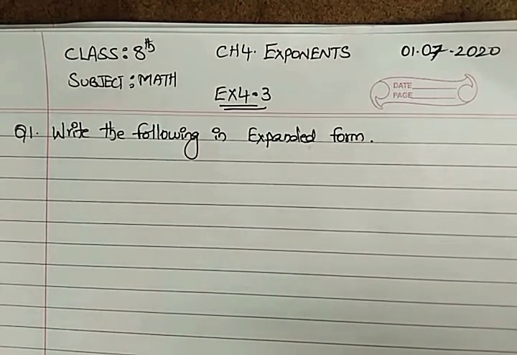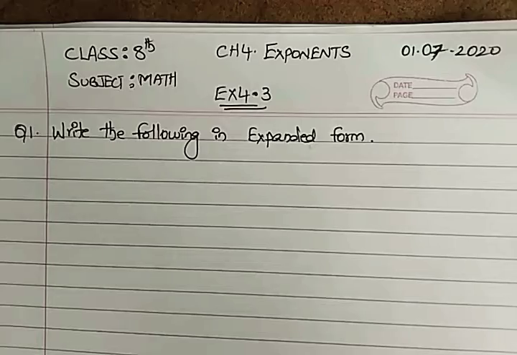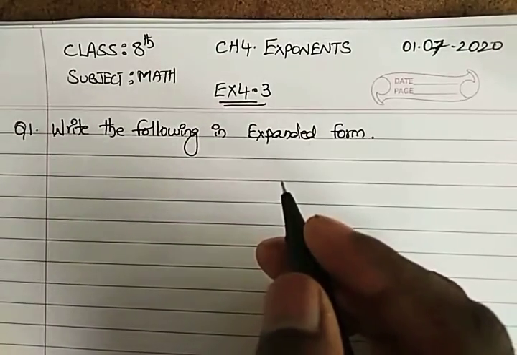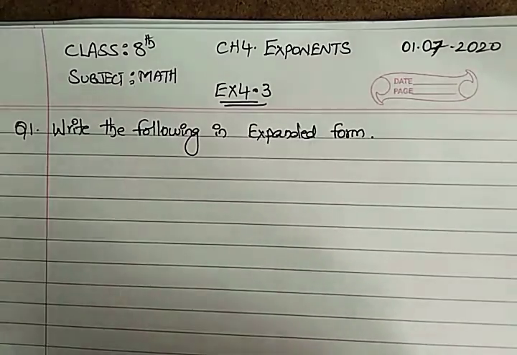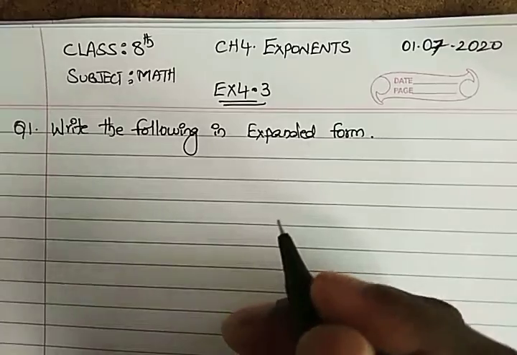So far we have completed exercise 4.1 and 4.2 of the chapter exponents, and we are going to learn exercise 4.3. This is the last exercise of this chapter. Exercise 4.3 is based on two basic topics: expanded form and standard form, writing in expanded form and writing in standard form. So we will be solving the questions based on these two concepts.